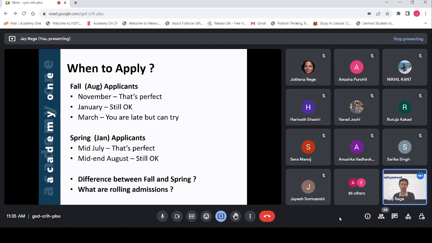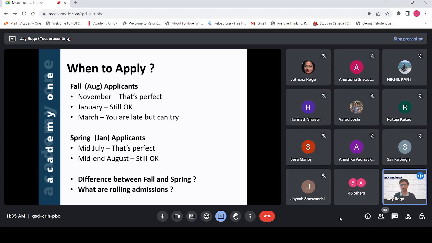Now, many universities follow a rolling admission process. Rolling admission is not first come first serve. Many students have this misconception that universities follow a first come first serve process. It's not exactly that. In rolling admissions, universities evaluate applications as and when they receive them. That is what the definition means.